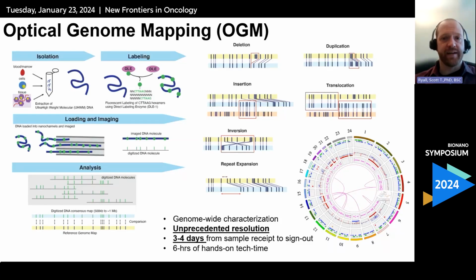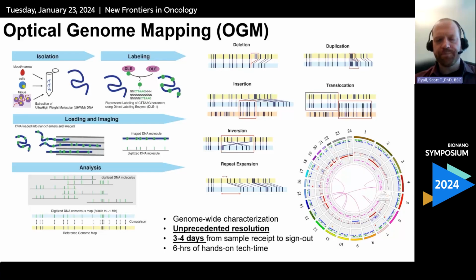A karyotype might be faster. If you rush a karyotype, in theory, it can be done in 24 hours. But that doesn't take into account the fact that there may be some cascade testing that has to take place, extra FISH, extra chromosomal microarray, which all adds to the turnaround time. With optical genome mapping, in 3 to 4 days, you're getting a definitive result, and more often than not, a definitive result that's reported clinically.